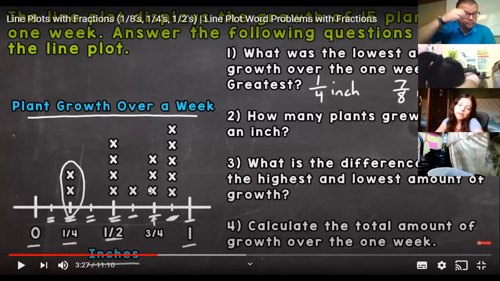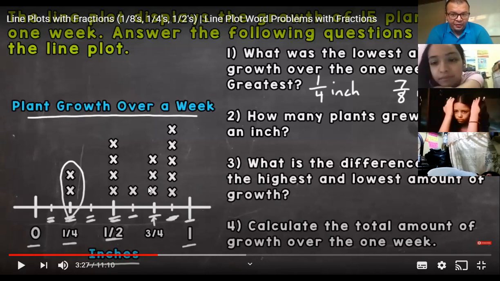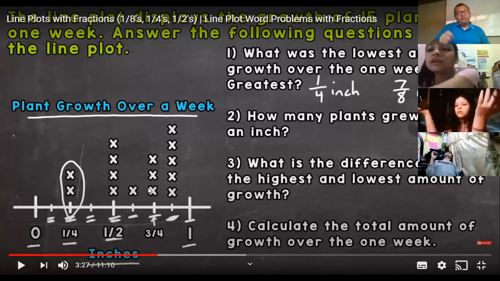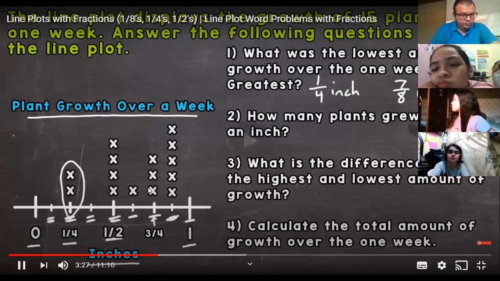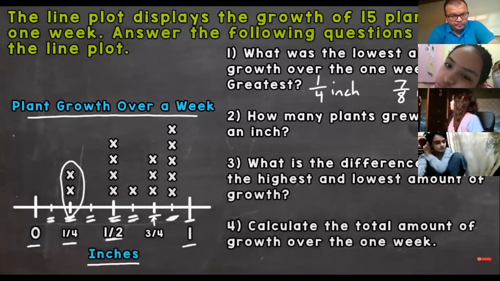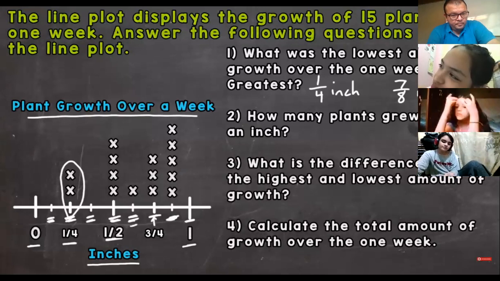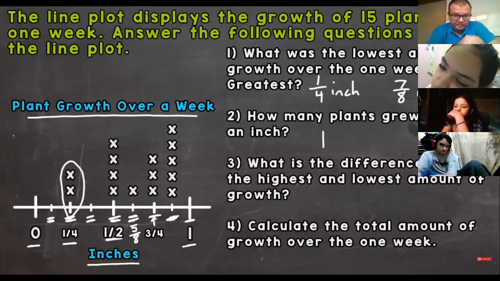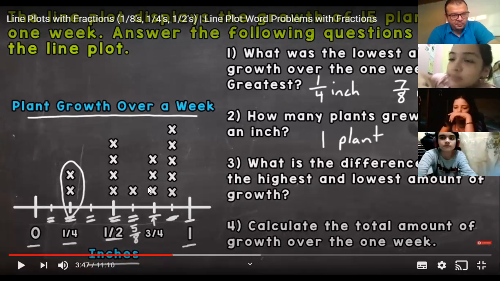So in the second question, how many plants grew 5/8 of an inch? What do you think? How many plants grew 5/8 of an inch? Let's see the answer. And then 5/8 right here. So how many plants or x's is above 5/8? And I'll mark it right here. 5/8. 1. 1 plant grew 5/8 of an inch. So 1 plant. Exactly. Just 1 plant.